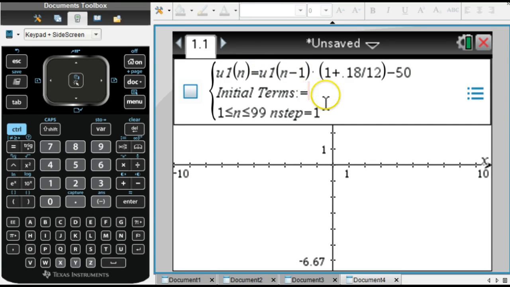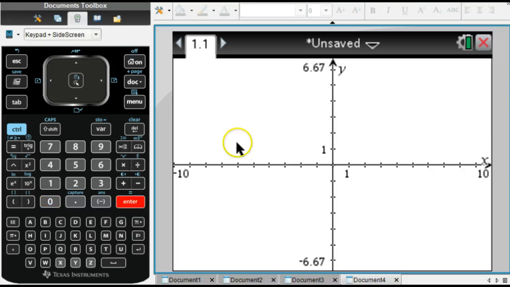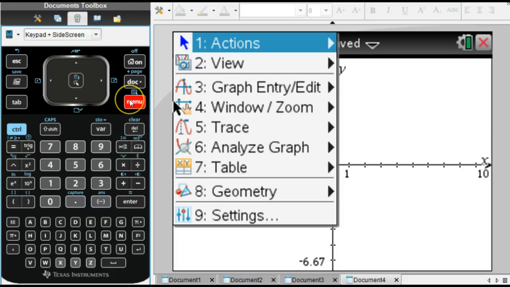And then my initial term would be 2,000. And step 1 is what we want. I mean, we're just doing it each month. So if I click on this, oh, I don't see anything. But I can go to fix my window.